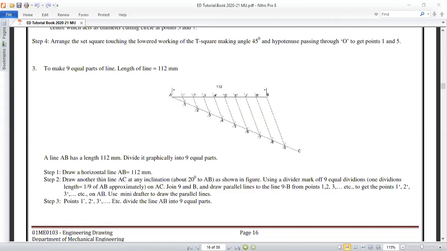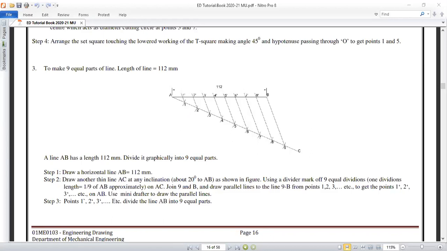Why have we considered 112 mm? Because if I told you 180 mm, then you could easily divide it using the ruler: 180 in 9 equal parts is 20 mm each. But with 112, you will not be able to measure 12.44 precisely every time. There will be some human error, but if you do it like this, you will get exactly equal parts on the line AB.